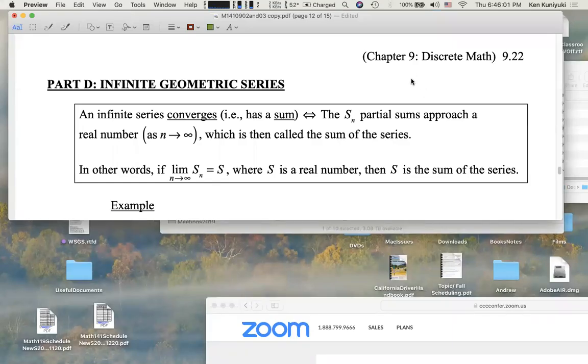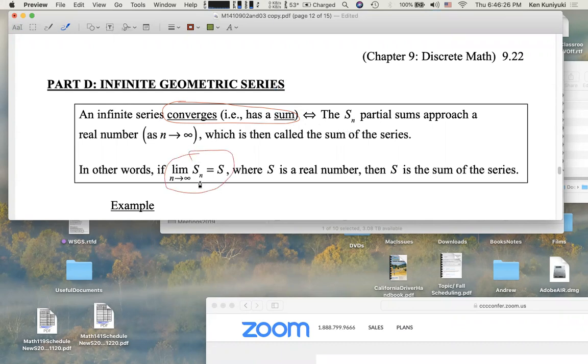Hi, everyone. So infinite geometric series, this is crucial in Calculus 2. Now, in general, geometric or not, an infinite series converges, by definition, if it has a sum. And you have a sum if the partial sums approach a real number. And I'm going to explain this in a moment. It's when the partial sums approach a number.